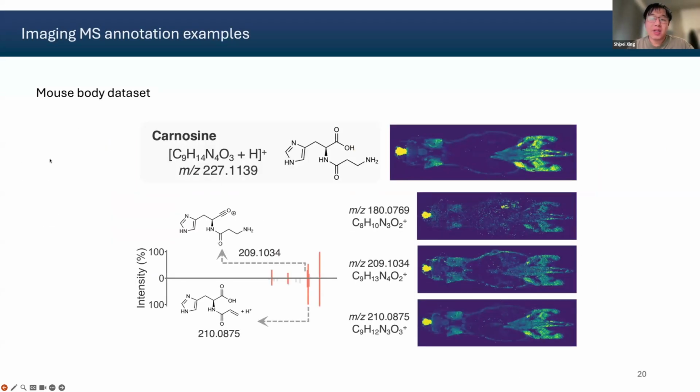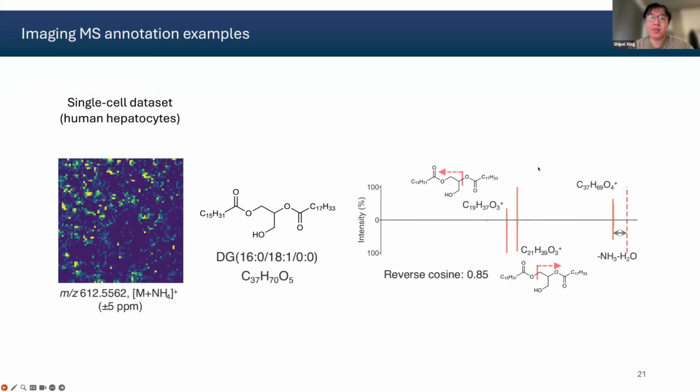In a mouse body dataset, we were able to annotate carnosine, and it is found to be localized in the mouse brain and muscle tissues. This actually aligns with its dual role as a neuroprotector and a muscle performance enhancer. Similarly, this is a single cell dataset of human hepatocytes, where we were able to annotate diacylglycerols using their in-source fragments and pseudo-MS2 spectra.